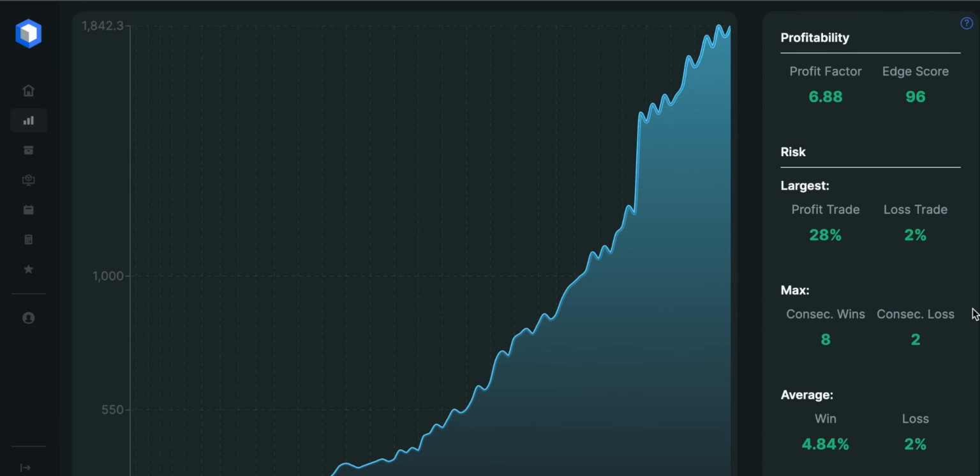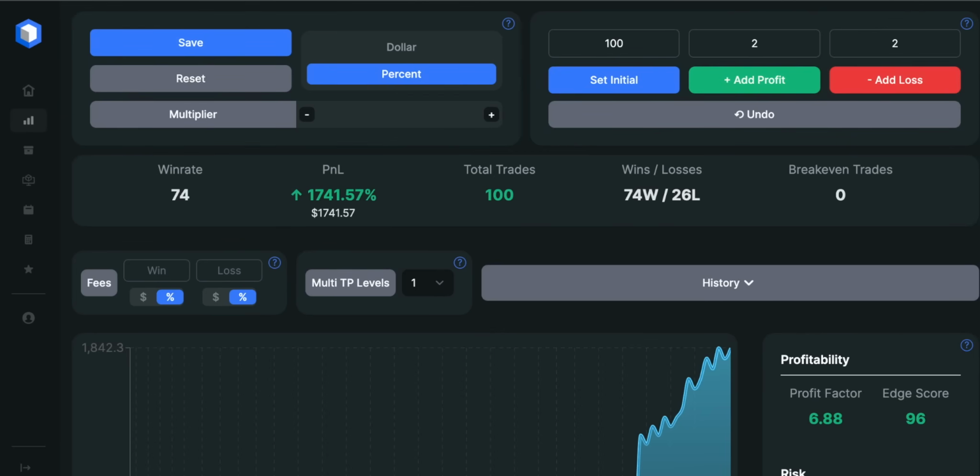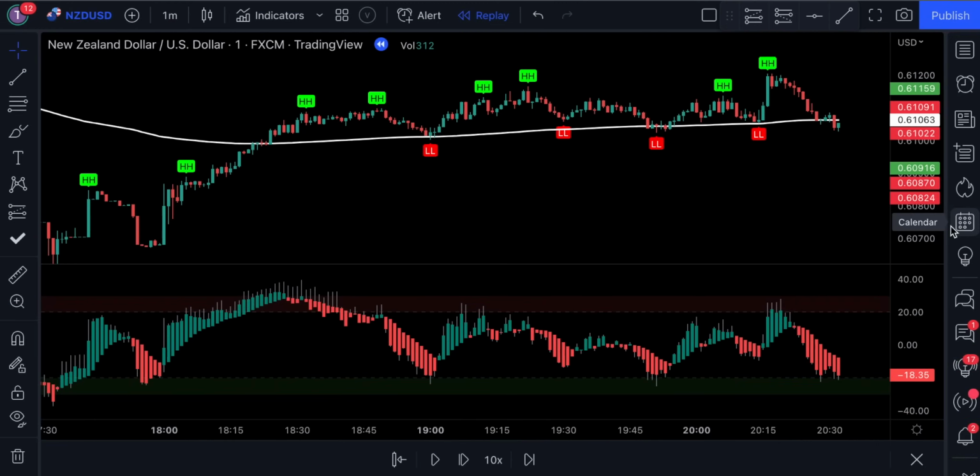The profit factor is 6.88, and the largest profit trade we took increased the account size by 28%. We also had 8 consecutive wins against 2 consecutive losses. By the way, the strategy achieved these results in 3.5 months. Okay, now let me show you how to increase the number of those signals.